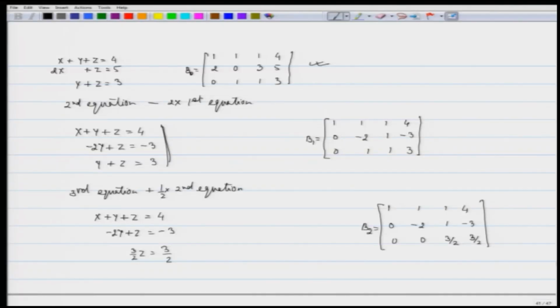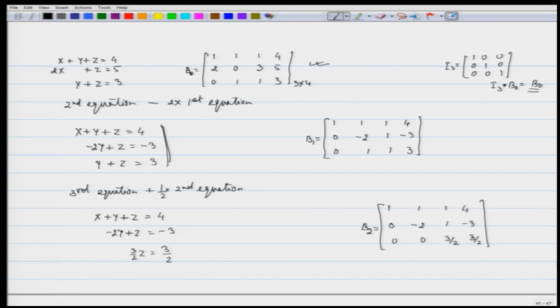So let us look at the identity matrix. This matrix is of size 3 cross 4. I want to multiply a matrix on the left. So I want to look at the identity matrix, which is 3 cross 3, of size 3. Now, if I multiply this matrix to B0, so if I look at I3 times B0, I will get B0, because it is an identity matrix.